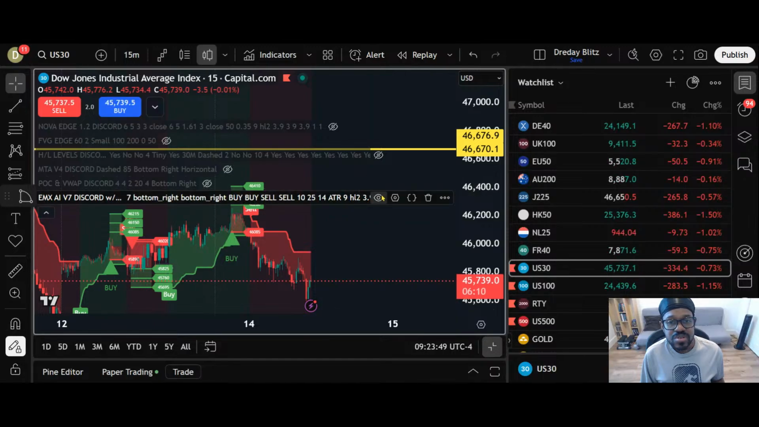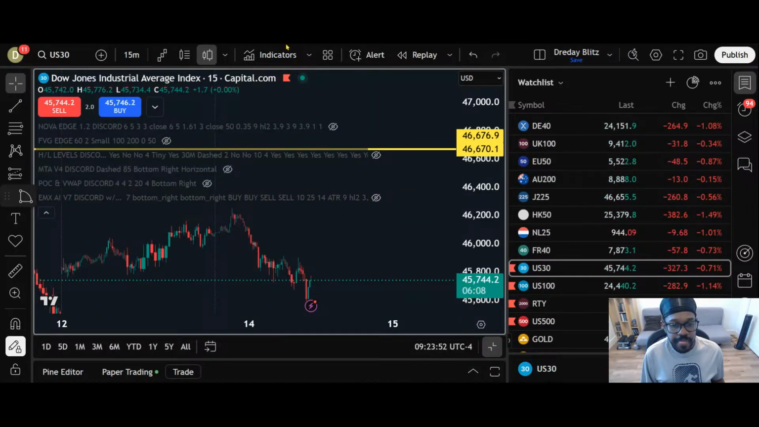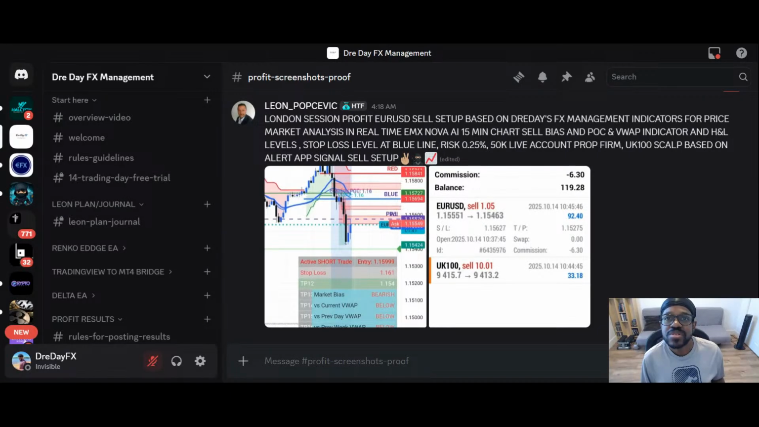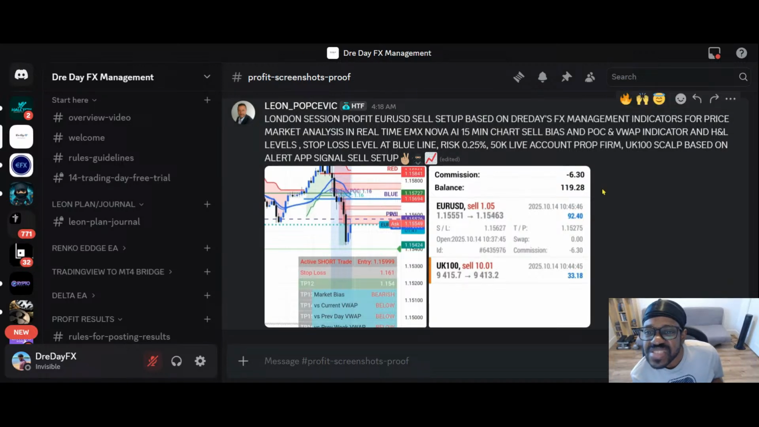All right, perfect. So let's go on the Discord and see exactly if we have any profit that came in here with our members. I know Leon had a profitable session, so we're going to look at it here. As you can see here, it says London session profit EURUSD sell setup, based on the MX management indicator. So he's using my indicators here, and it breaks down the analysis.